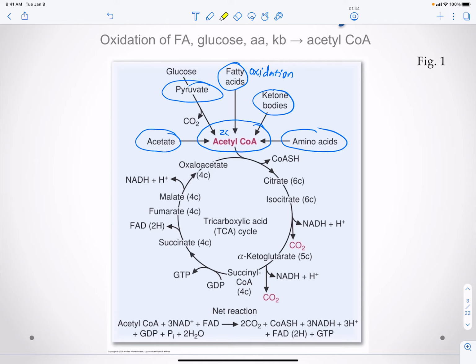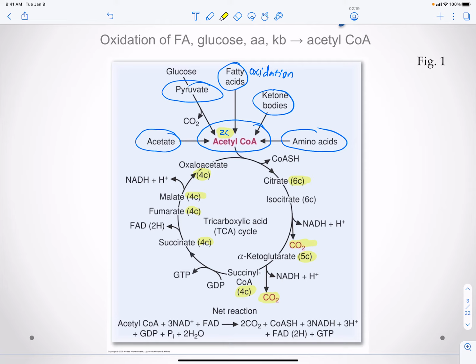Now, as you go through the TCA cycle, it's all about following the carbons. We have a 2-carbon acetyl CoA, which is going to combine with our 4-carbon oxaloacetate. This will form a 6-carbon citrate. And then we're going to remove a carbon between isocitrate and alpha-ketoglutarate to form a 5-carbon. And then we're going to remove another carbon between alpha-ketoglutarate and succinyl CoA to form our 4-carbon. And then we have our 4 carbons which follow each other back to reset to oxaloacetate.